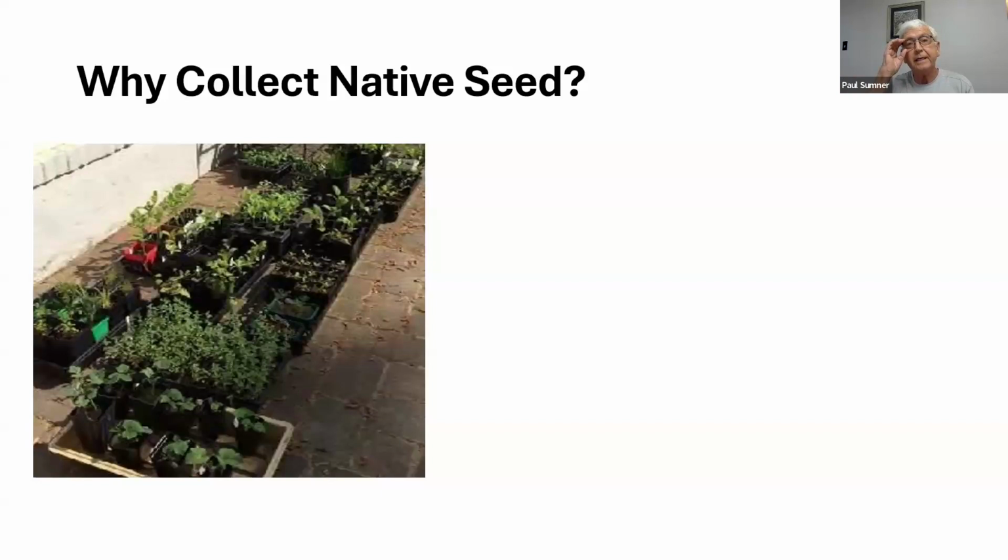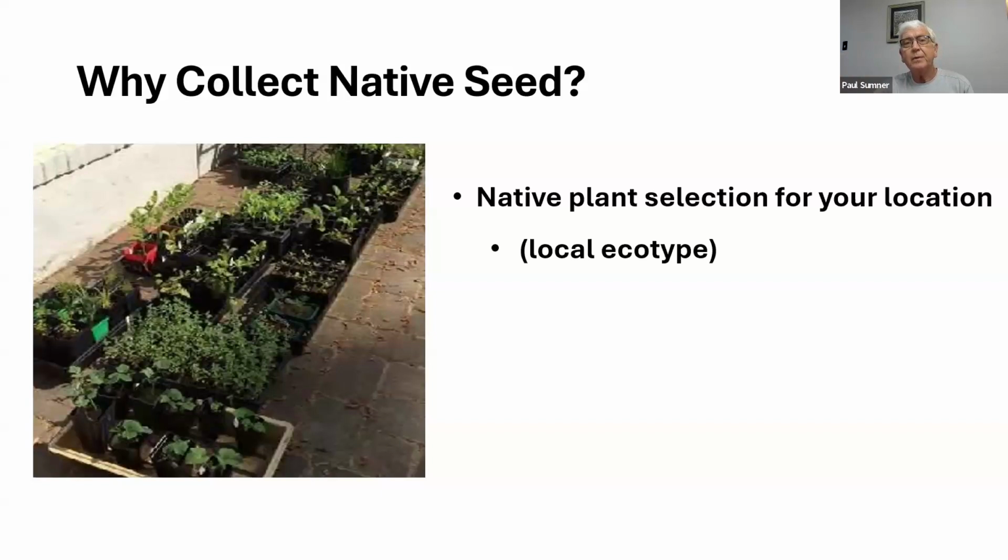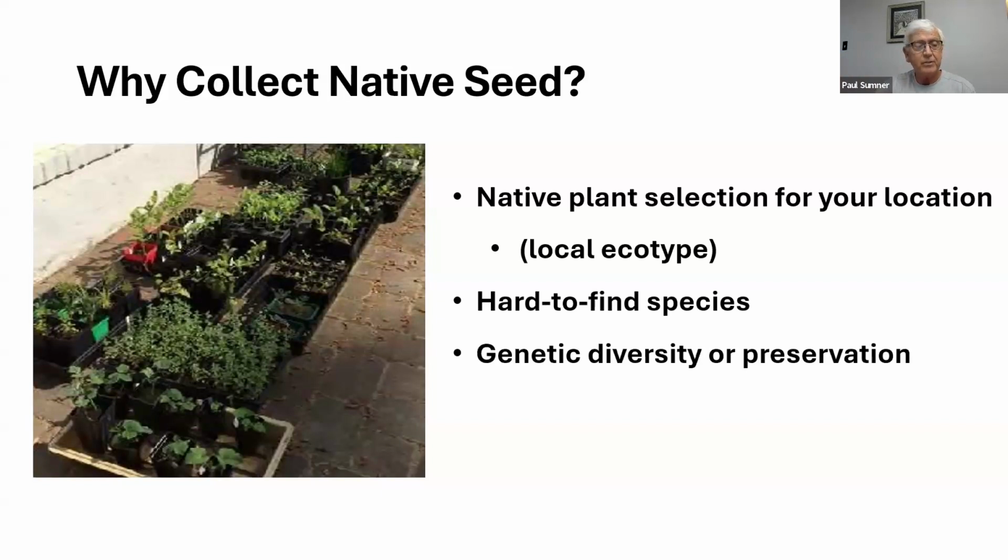So why do we want to collect native seed? Native seed comes with a plant selection from your location, a local ecotype. That would be one method. Hard to find species: maybe there's a species that you would like to have in your garden and you can't find it. A neighbor has that species. Maybe that neighbor would share that species with you. That would be one way. And then genetic diversity and preservation.